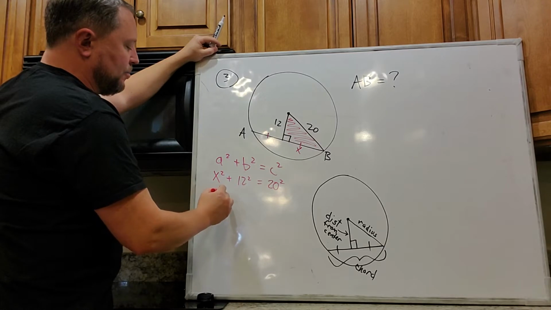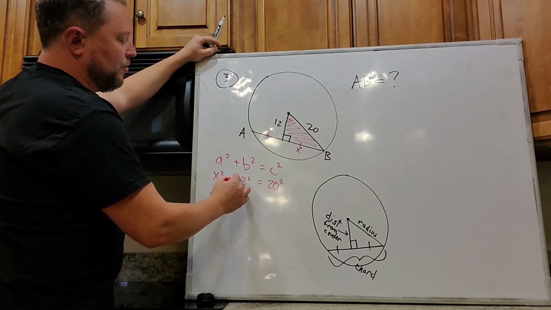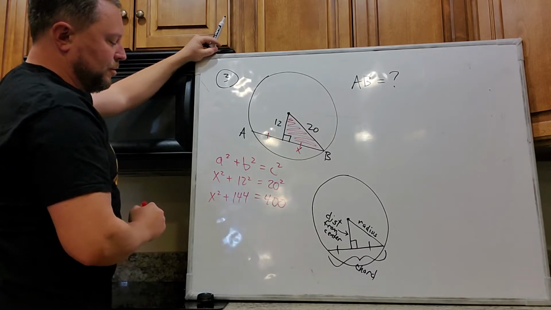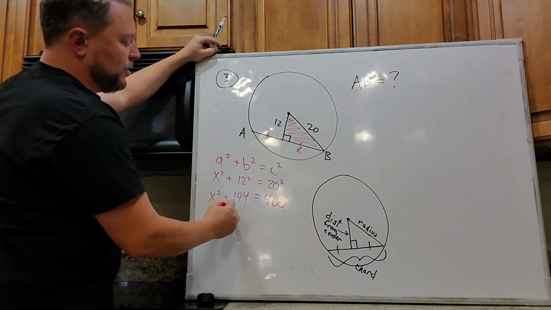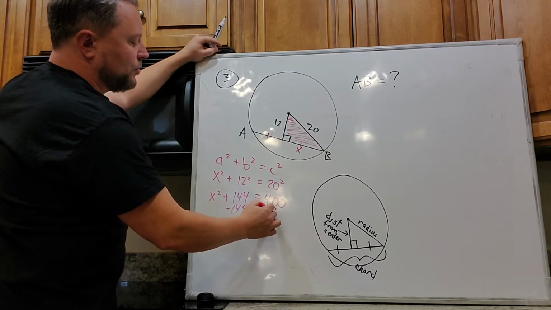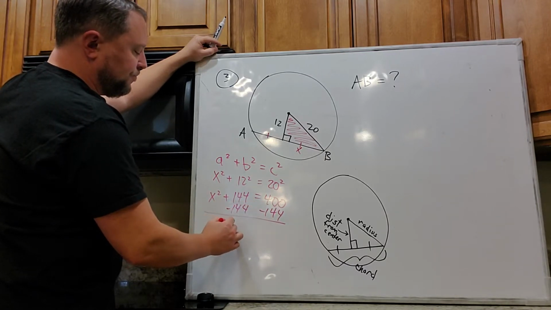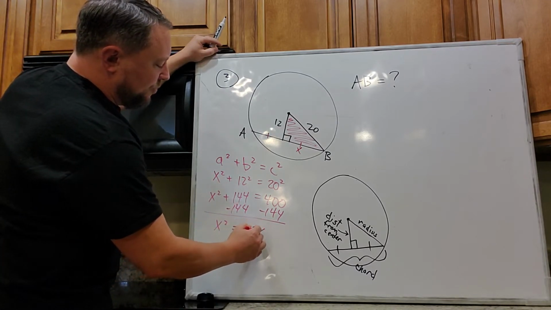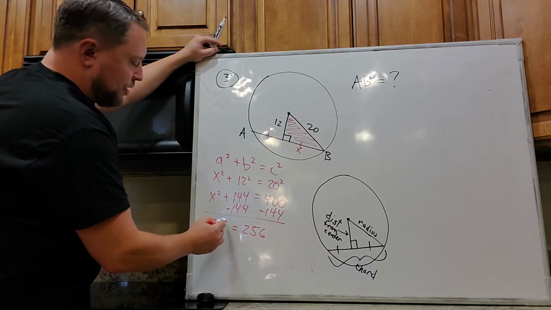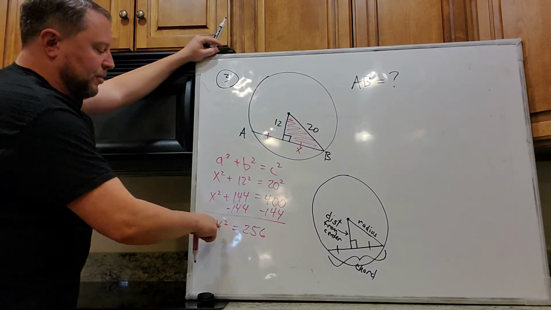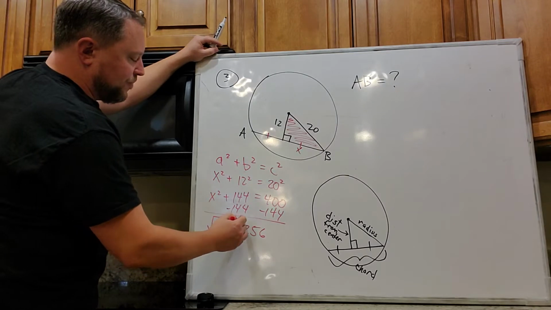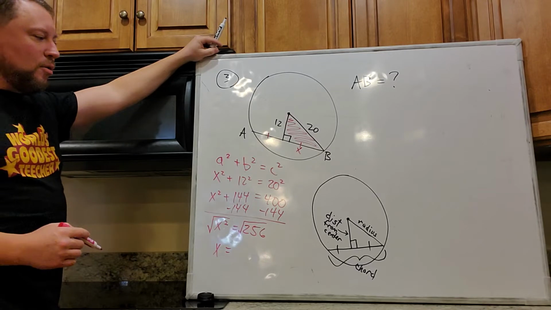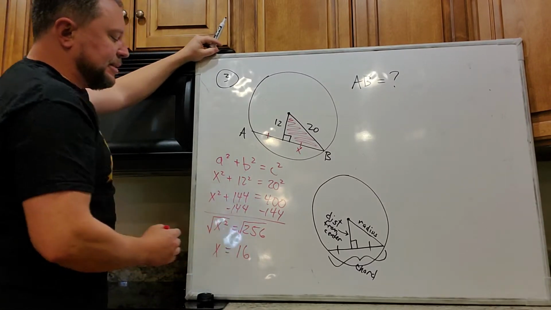X squared plus 144 equals 400. You want to get the X by itself, so we subtract the 144 over to the other side. That gives us X squared equals 256. And that's convenient because to get rid of the square, you have to do a square root, and the square root of 256 does come out to a nice whole number. It's 16.